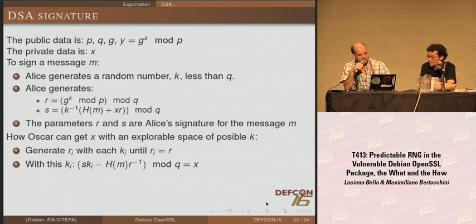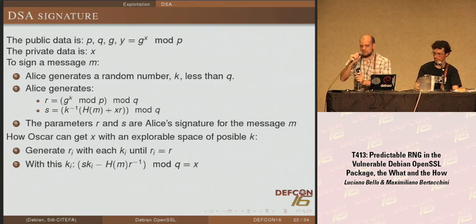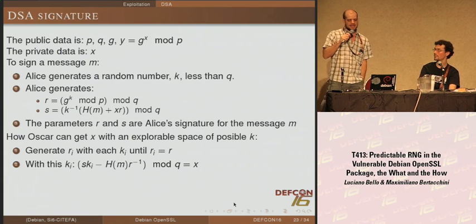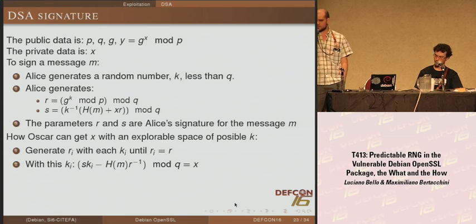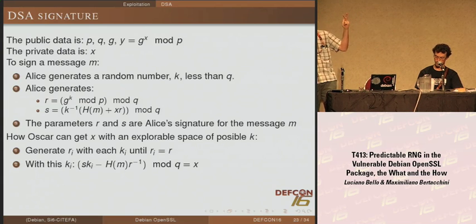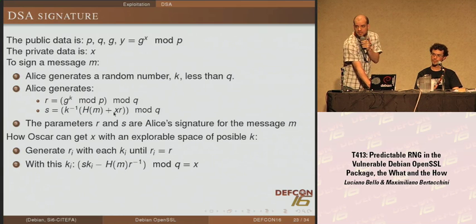More math, sorry. There are many public variables. There's P and G, which are primes. G is a generator. Y is the public part. X is the private part. And if Alice wants to sign a message M, she needs to calculate two numbers, R and S. As you can see in this part, the only purpose of R is to obfuscate the X, which is the private part. And R only depends on K, which is a random number.